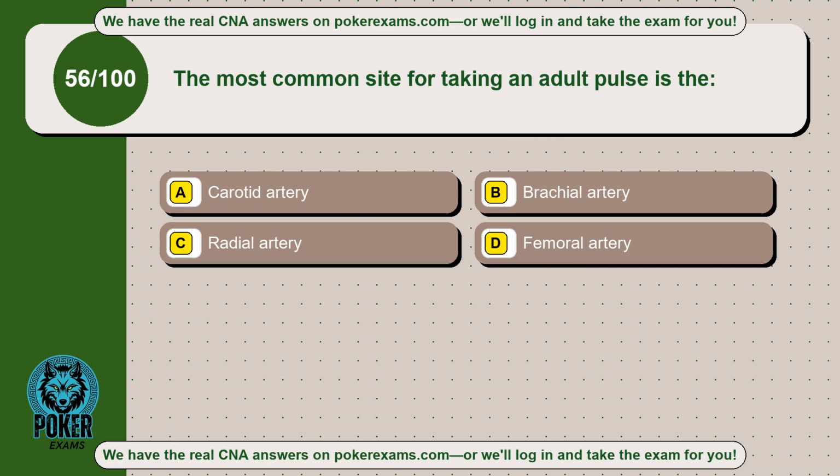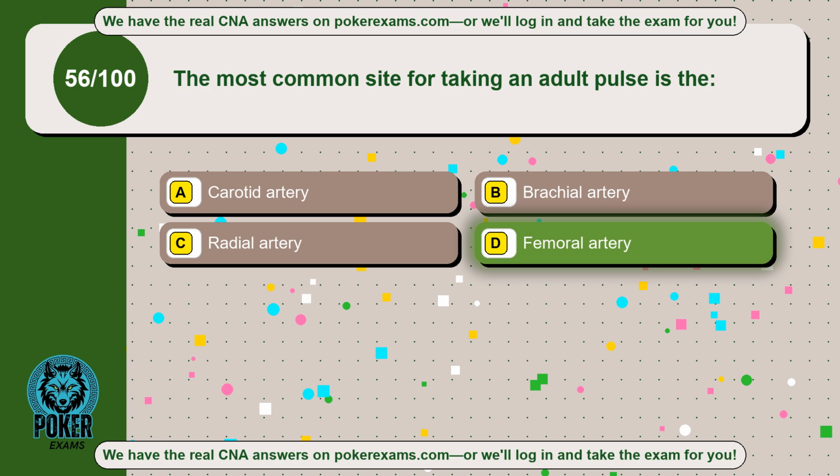Question 56. The most common site for taking an adult pulse is the: Option A. Carotid artery. Option B. Brachial artery. Option C. Radial artery. Option D. Femoral artery. The correct answer is option D.